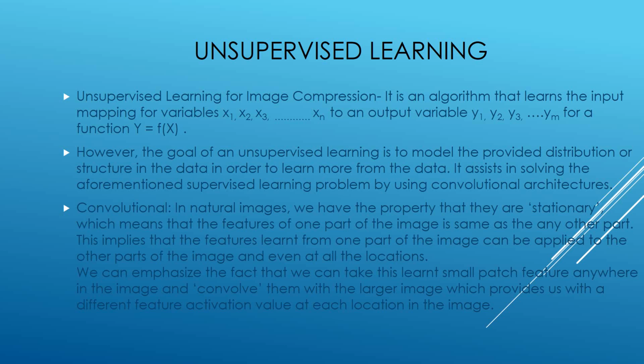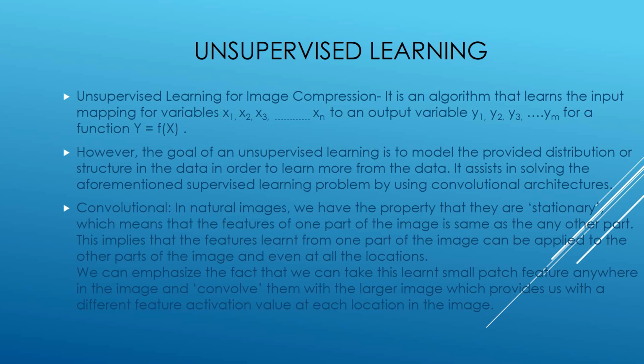Now it does this in 3 steps. The first step is convolution. In natural images, we have the property of stationarity, which means that the feature of one part of the image is the same as any other part. This implies that the feature learned from one part can be applied to any other part of the image, at all the locations. We can take this learned small patch feature anywhere in the image and convolve it with the larger image, which provides us with a different feature activation value at each location in the image.